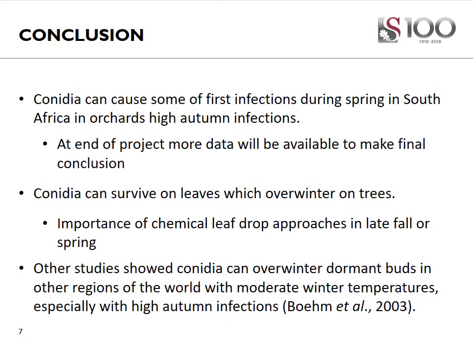Conclusions that can be taken away from this project thus far are that in South Africa, conidia can cause some of the first scab infections in spring in orchards with high autumn infections. At the end of the project, more data will be available to make a final conclusion. Another conclusion that can be made is that conidia can survive the winter on leaves still attached to trees. This shows the importance of chemical leaf drop approaches in late fall and spring.